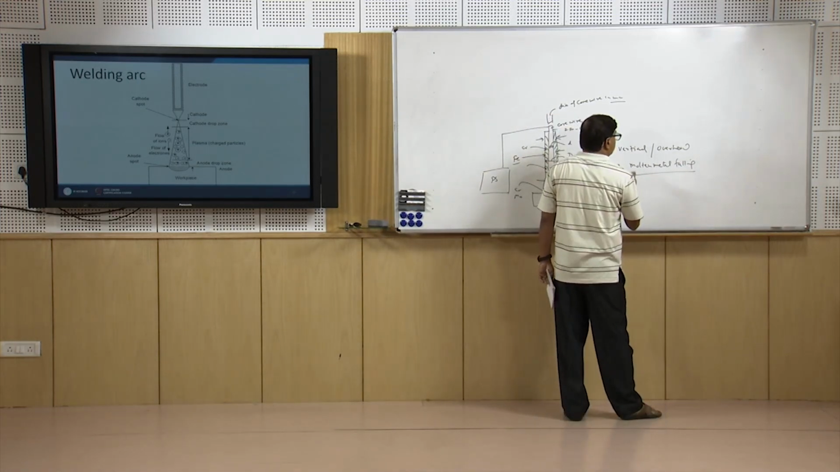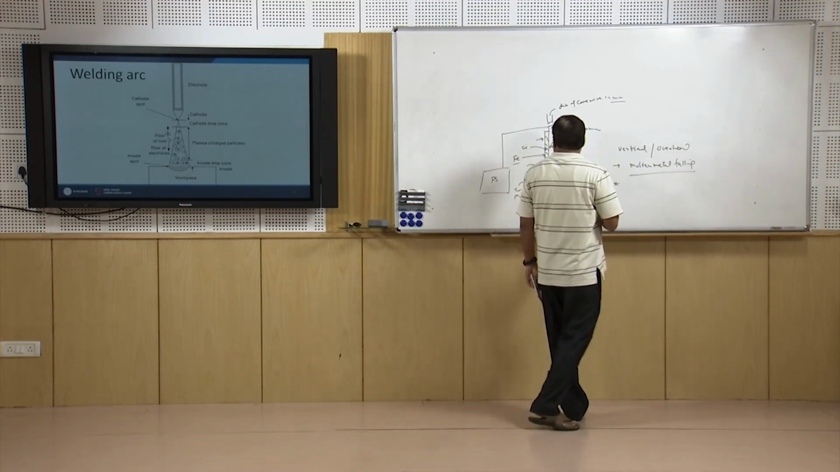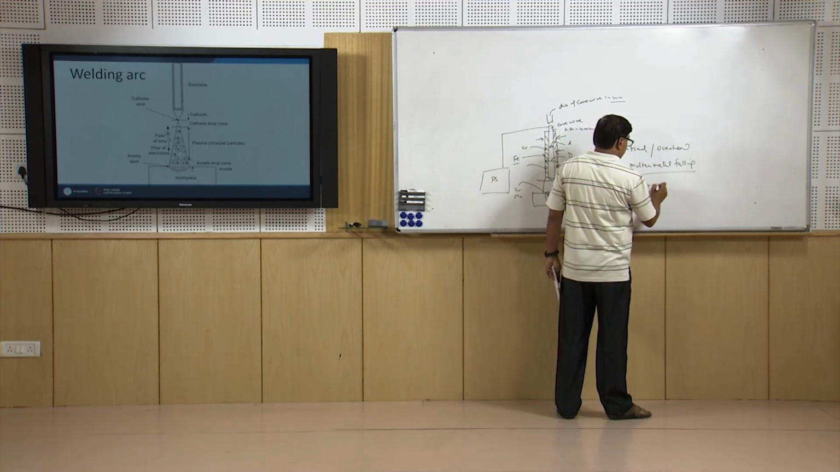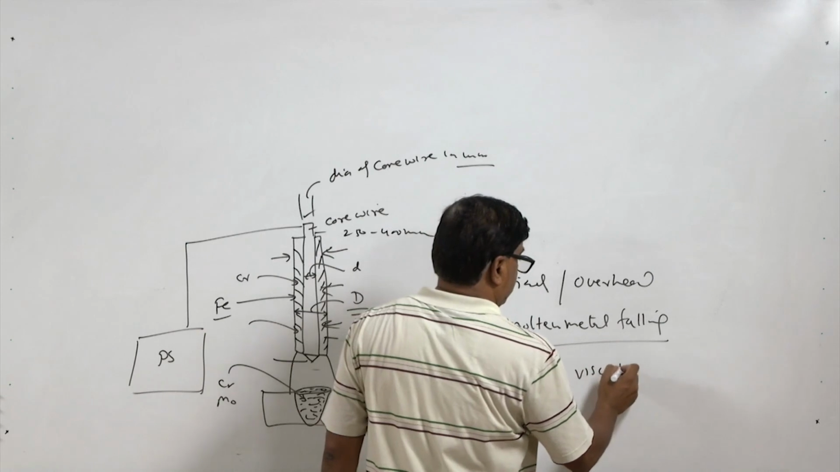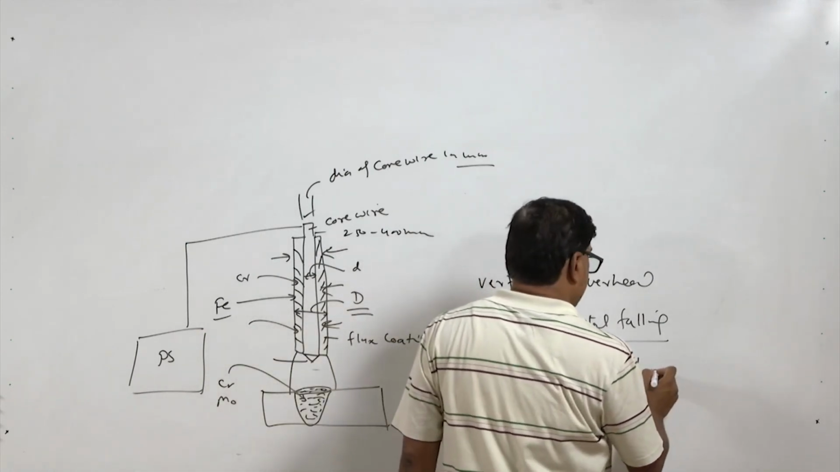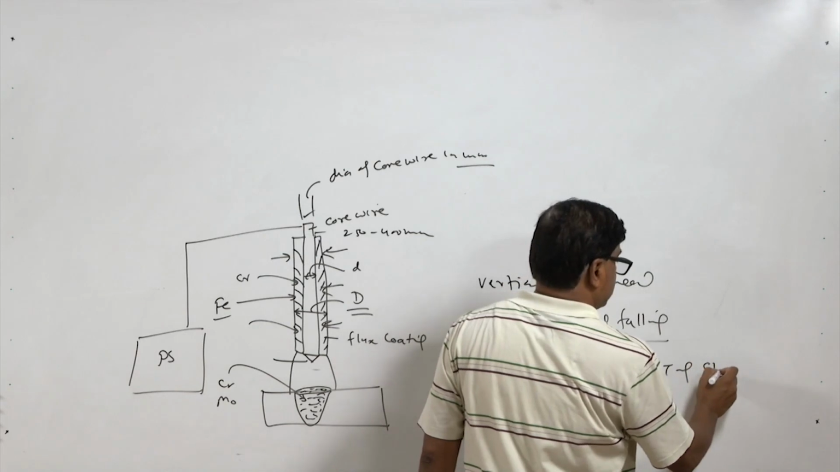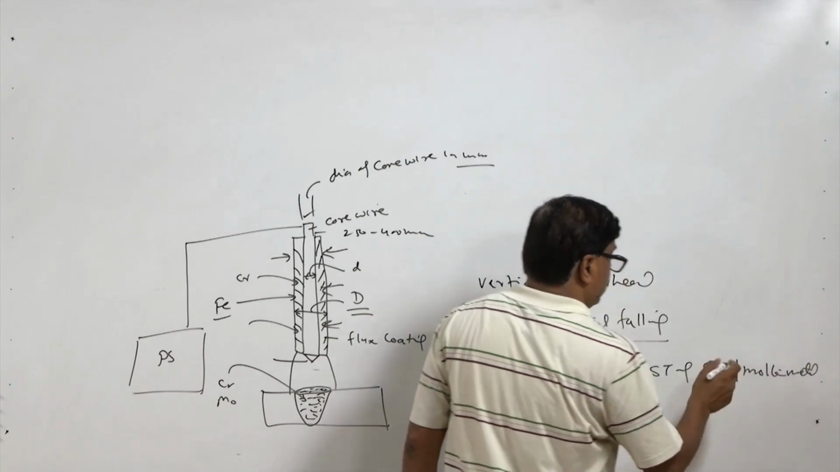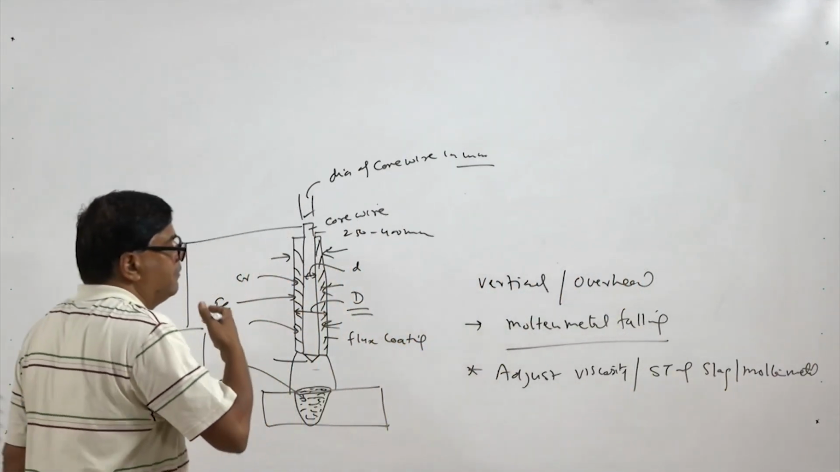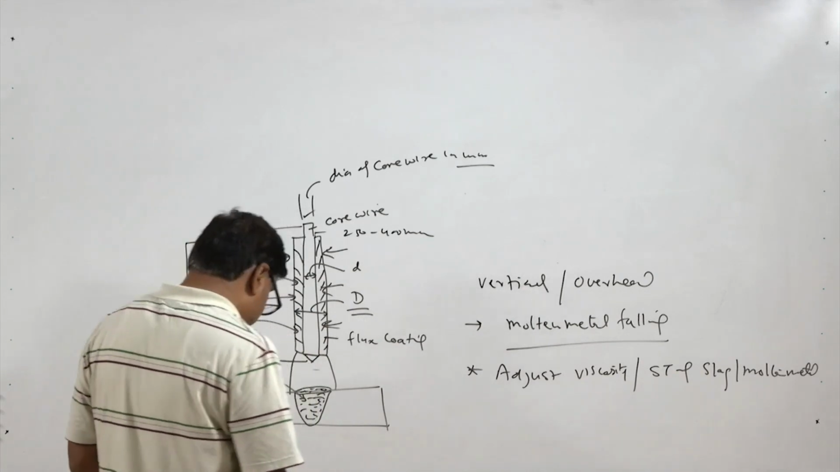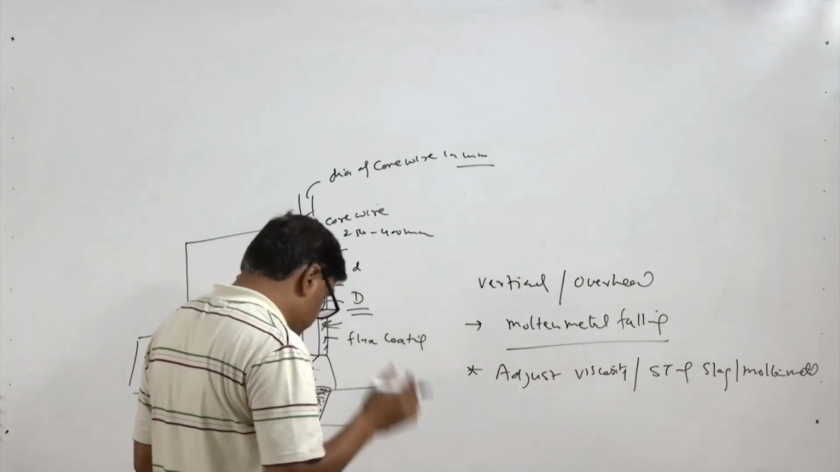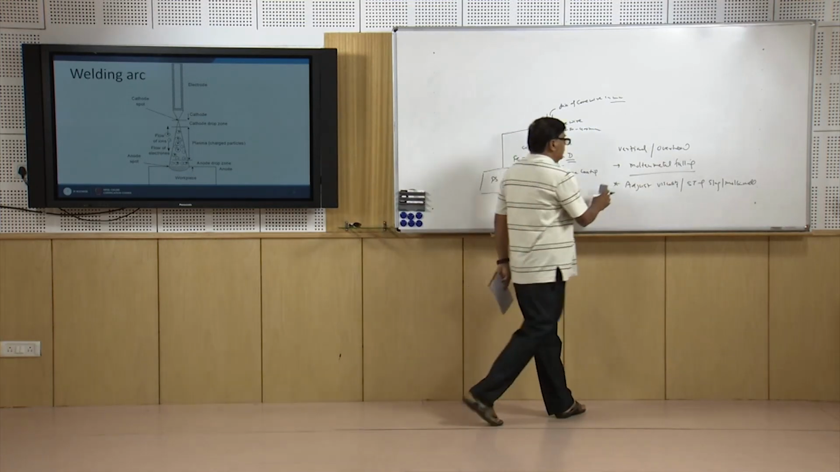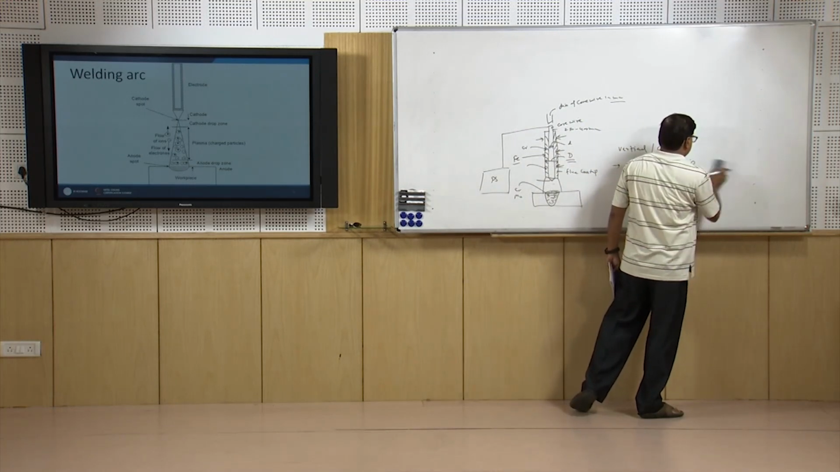So, basically the purpose of the coating can also be to adjust the viscosity and surface tension of the slag and molten metal, so that the falling tendency of the weld metal during welding can be reduced. So, these are the important functions which are performed by the fluxes which are applied in the coating.